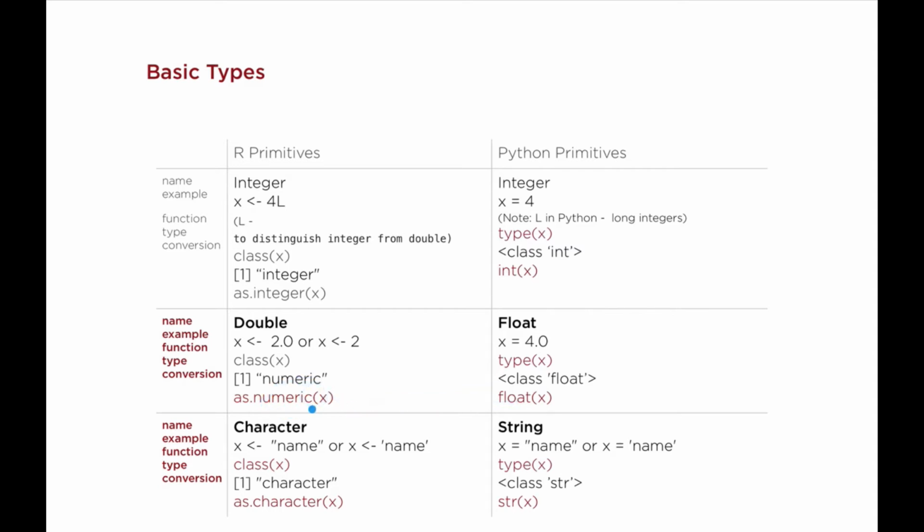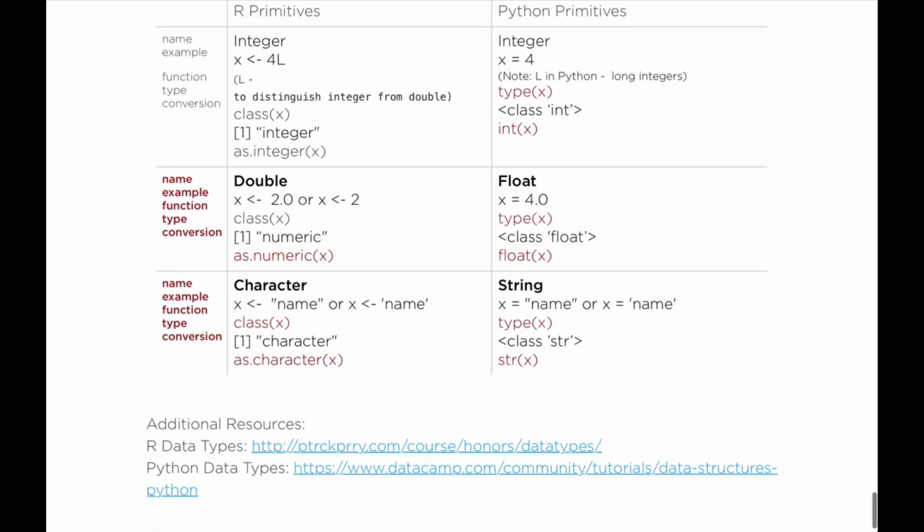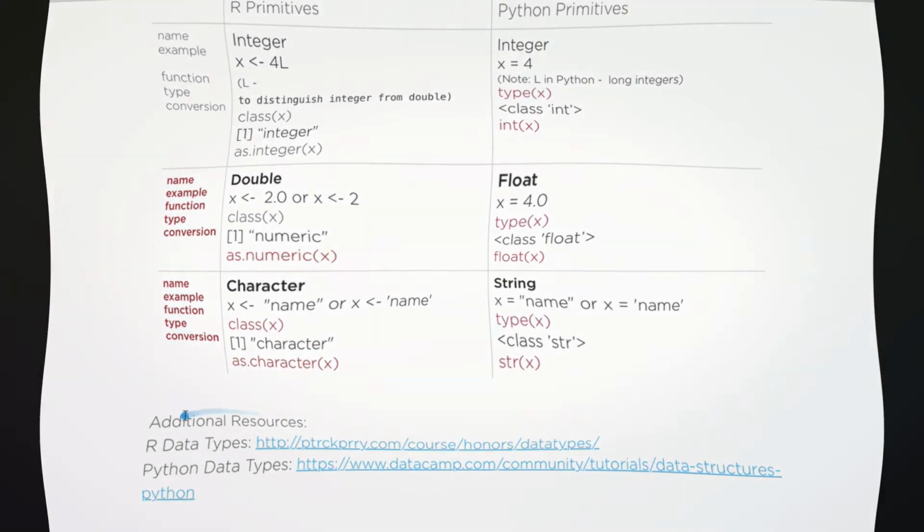Finally, we have character or string. The use of double quotes or single quotes is irrelevant, so you can choose either. Then when we check class or type, we would have character in R and str, string, in Python. And finally, to convert something to character or string, we would use the as.character function in R and the str function in Python. Additional resources are also available to you if you wish to review R data types or Python data types.